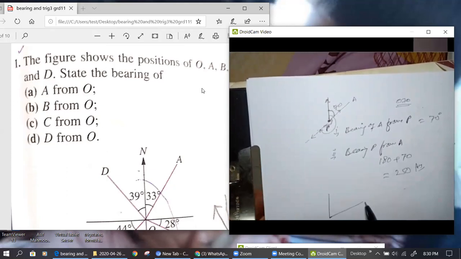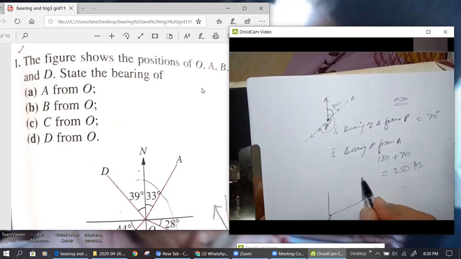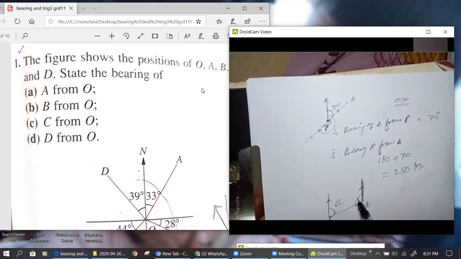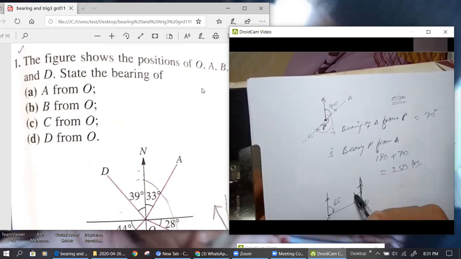They say this will be P, this will be Q, and you will make a line over here. If the bearing is given over here as 65, you can write this one, right? If these are parallel lines, you will subtract from 180. First you will write like this. And if they ask the bearing of P from Q, what you will do is subtract this angle from 360 to get this one. Got it? Okay, these are the techniques you will use.